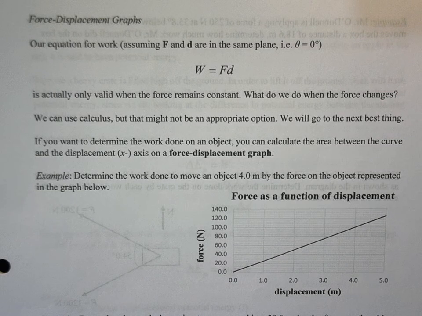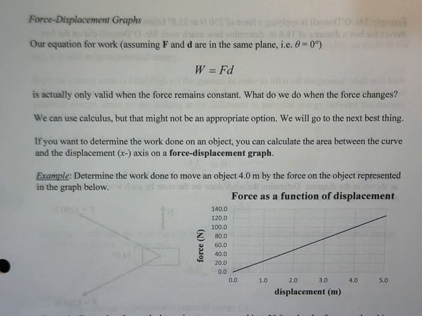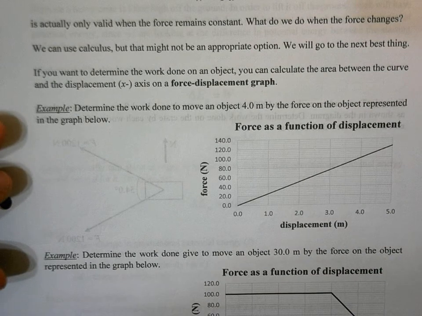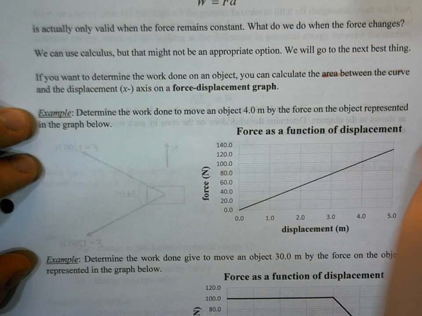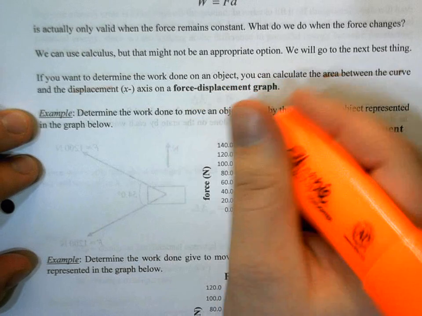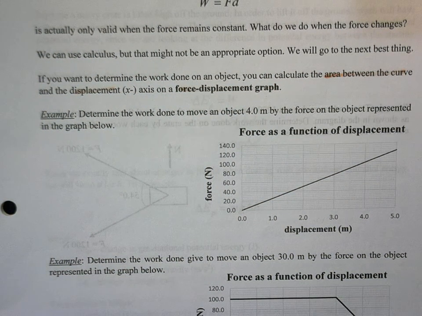Well, I love calculus. That's what I would use. Calculus is not going to be an option for a Physics 20 student, so we're going to do the next best thing. If the force is changing and we would like to find the work done, we are going to look at the area between the curve and the displacement, or the x-axis, on this force displacement graph. So we're doing things that we did in kinematics. For example, if you had a velocity time graph and wanted to find the displacement, you took the area between the velocity curve and the time axis. That's exactly what we're going to do here.